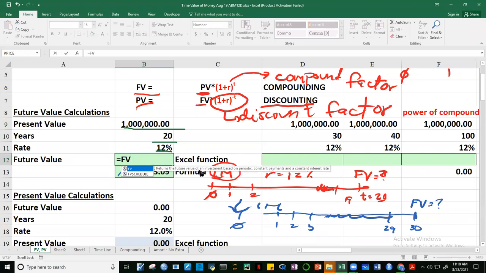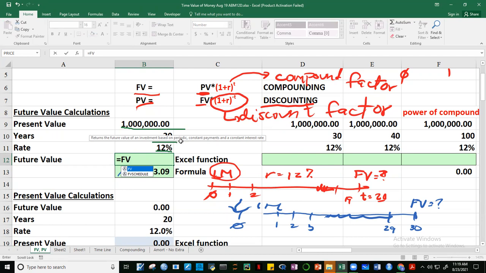Anong sabi ni FV? So before you type the parentheses, magbibigay si Excel ng definition ng function na to. It returns the future value, okay, future value daw of an investment. It can be based on periodic constant payments and a constant interest rate. So constant yung interest rate natin, 12%, and it can be based on periodic constant payments.